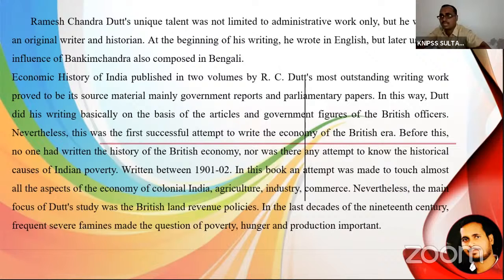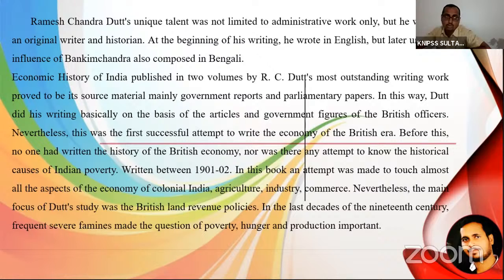At the beginning of his writing, he wrote in English, but later, under the influence of Bankim Chandra Chattopadhyay, he also composed in Bengali. The Economic History of India was published in two volumes by R.C. Datta. His most outstanding written works proved to be its source materials, mainly government reports and parliamentary papers. In this way, Datta did his writing basically on the basis of the articles and government figures of the British officers. Nevertheless, this was the first successful attempt to write the economy of the British era.